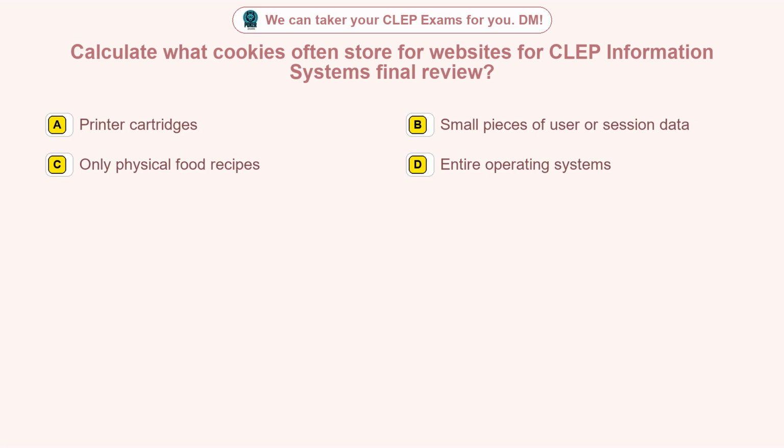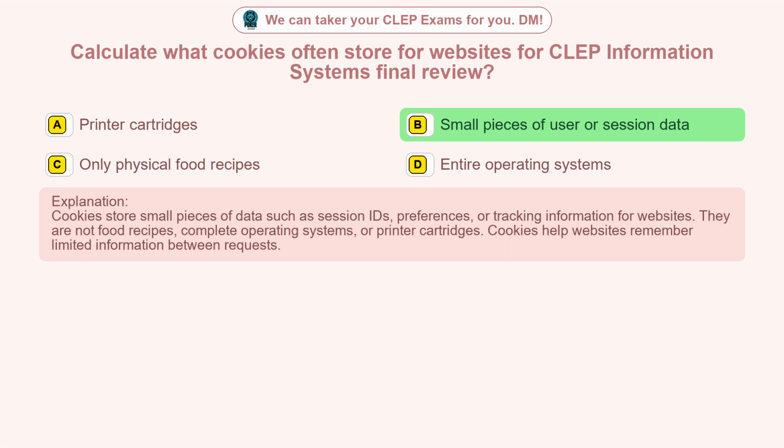Option A. Printer cartridges. Option B. Small pieces of user or session data. Option C. Only physical food recipes. Option D. Entire operating systems. The correct answer is option B. Small pieces of user or session data. Cookies store small pieces of data such as session IDs, preferences, or tracking information for websites. They are not food recipes, complete operating systems, or printer cartridges. Cookies help websites remember limited information between requests.